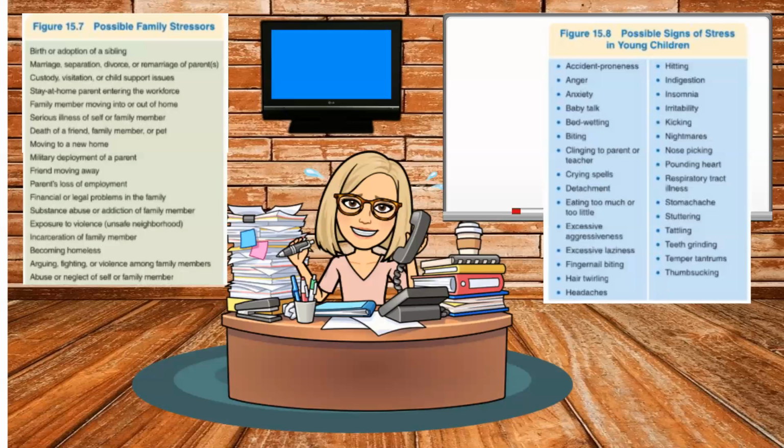If a family member seems open to suggestions, you may be able to refer them to a community resource that can help. On the screen in front of you, you see some of the tables or figures that were in your textbook, a list of possible family stressors, and also the possible signs of stress that you may see outwardly. These are outward signs that you may see in the classroom that let you know that the child may be under some type of stress.